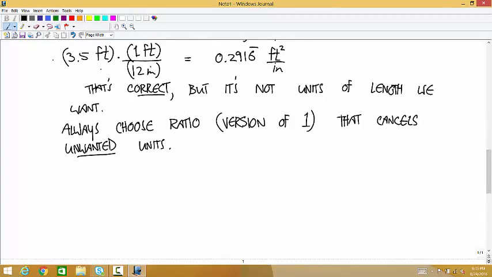In this case, our unwanted units were feet. We multiplied by a ratio that didn't cancel the feet. And so we ended up with this thing that still represents the same length, but it's not what we asked for. Okay, so let me do a couple examples.